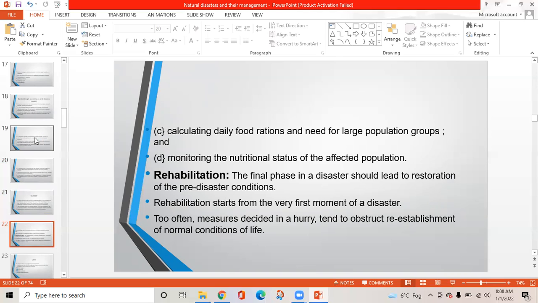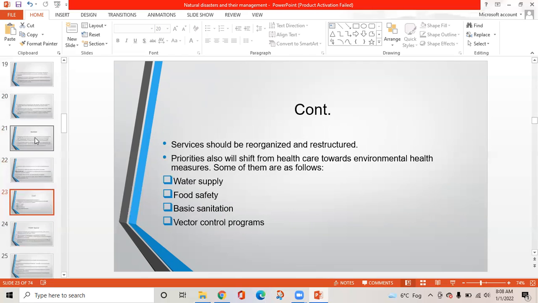Now, rehabilitation. The final phase in a disaster should lead to the restoration of pre-disaster conditions. Rehabilitation starts from the very first moment of the disaster. Too often, measures decided in a hurry tend to obstruct re-establishment of normal conditions of life. Services should be reorganized and reconstructed.